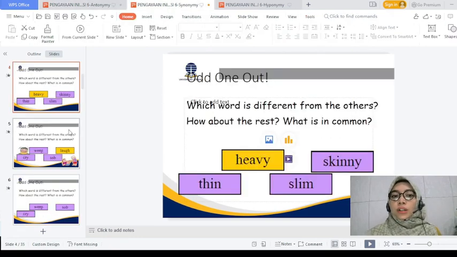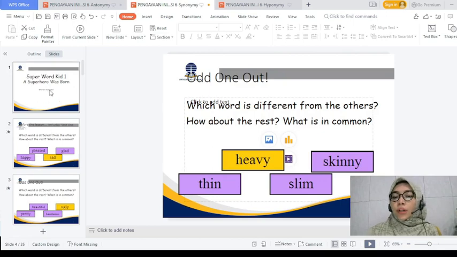Whereas synonym here, you can see that it is a word that has similar meaning or close meaning with another word. For example, the words thin, slim, and skinny. Heavy is the opposite of all three words. So thin, slim, and skinny have the opposite meaning of heavy, or we can say that heavy is the antonym of the words thin, slim, and skinny. So that is the explanation of the synonym.